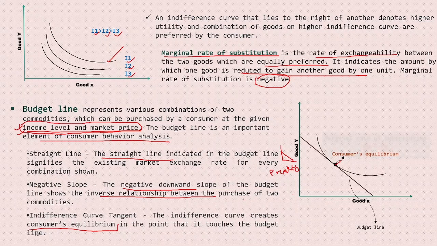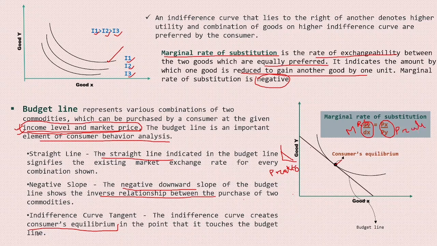At consumer equilibrium, MRS becomes equal to the price ratio of the two commodities. The same concept you will study in production economics, so this concept is very important. Remember this. Equation-wise we can say that dy by dx, that is the slope of the indifference curve, is equal to Px by Py. When they are equal, then it's consumer equilibrium. So this was about the budget line and the indifference curve, and we also got to know about consumer equilibrium. Okay, now let's move forward.